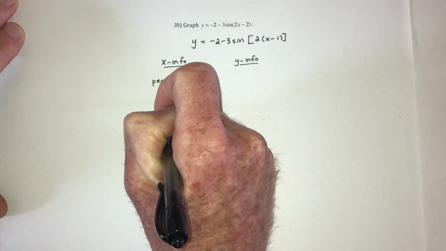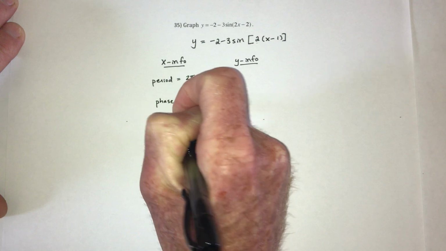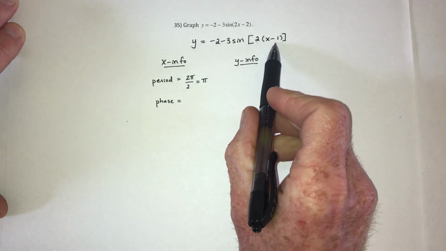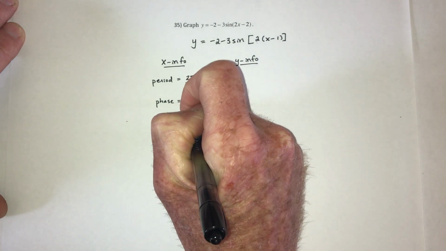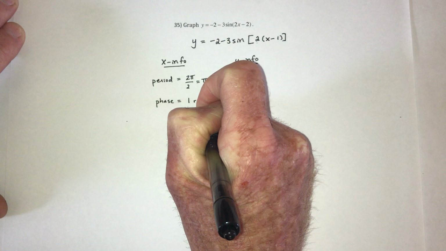Next, the phase shift, or in other words, the horizontal shift, that's this number right here after we did the factoring. Because this is a minus, it actually shifts it to the right. So move it to the right by 1.